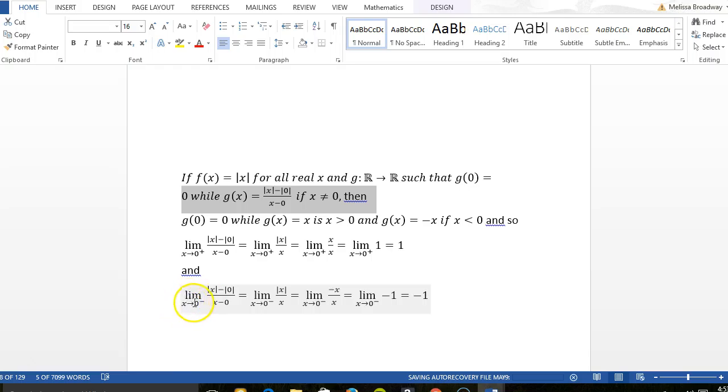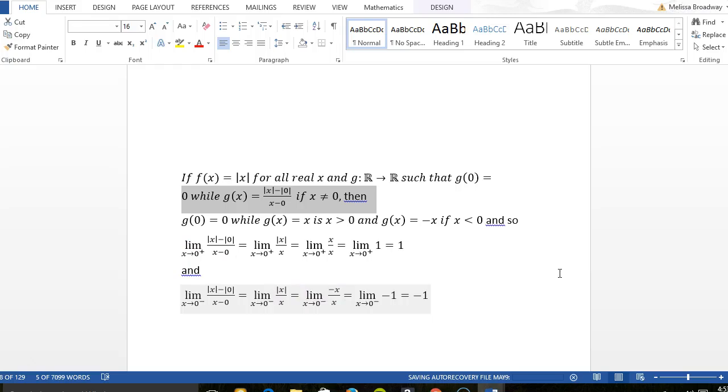The limit as x goes to 0 from the left, on the negative side, absolute x is negative x, not just x. And you get negative 1. The one-sided limits do exist, but they don't agree. And the fact that they do not agree means that the ordinary limit as x goes to 0 of absolute x over x does not exist.